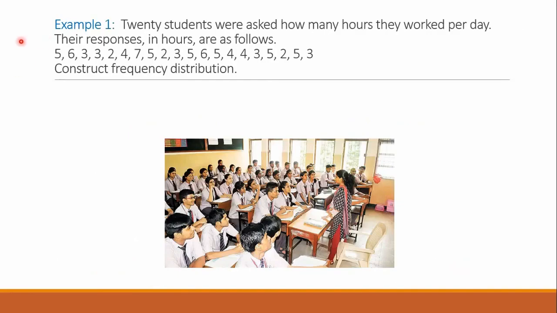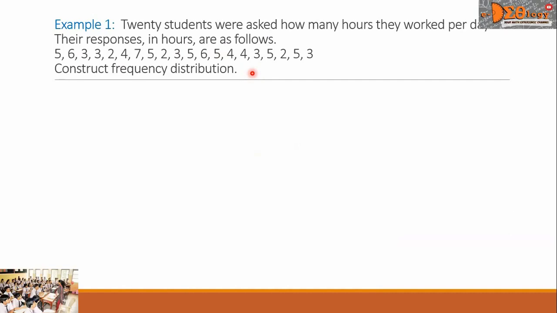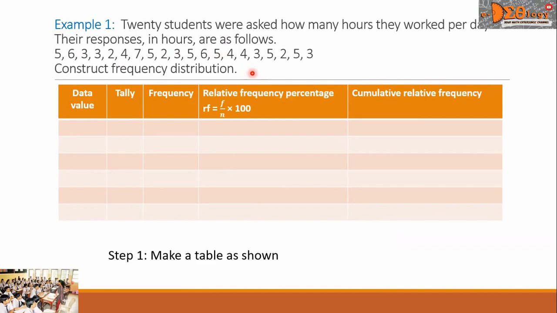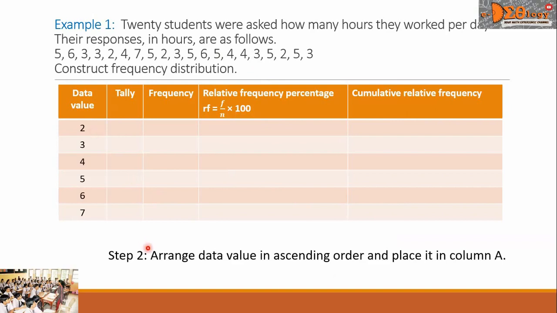Let us see example 1. 20 students were asked how many hours they worked per day. Their responses in hours are as follows. These are the data. Construct frequency distribution. First, let's have our step 1, and that is to make a table with 5 columns. In step 2, we will arrange data value in ascending order. So we have data starting from 2, 3, 4, 5, 6, and 7.